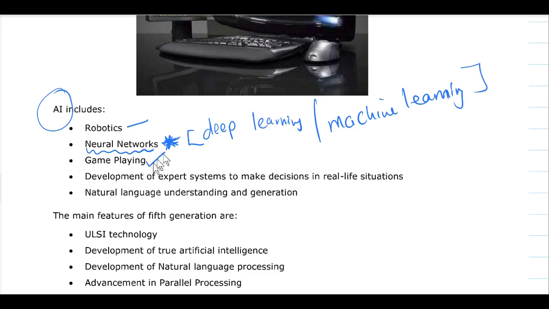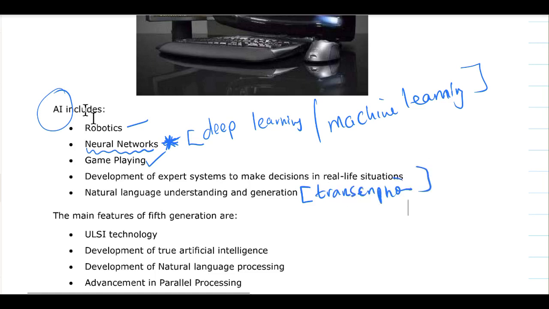The other one is game playing. Games apply a lot of artificial intelligence, as does the development of expert systems to make decisions in real life, and natural language understanding and generation. This is what I have just told you about. That is a very obvious application of AI, which we have called transcription.